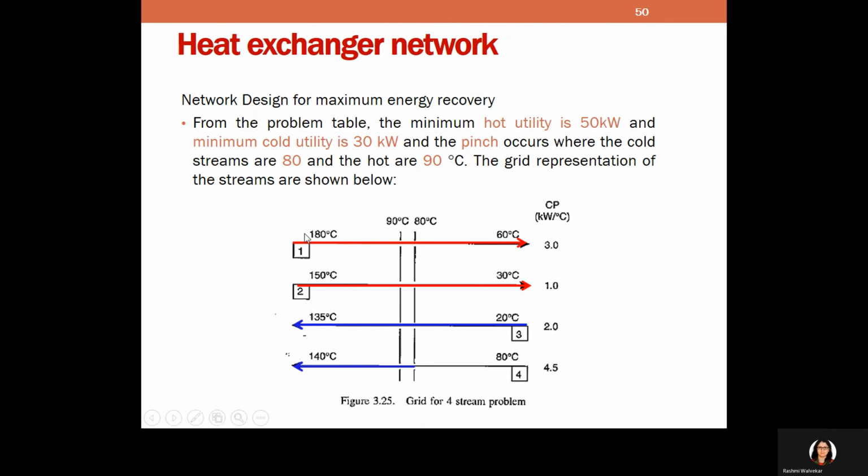All right. So draw the lines 180 degrees to 60 degrees for your hot stream, and this is your cold stream. Now draw your pinch lines, 90 degrees for the hot pinch and 80 degrees for your cold pinch, and write down all your CP values next to these lines.